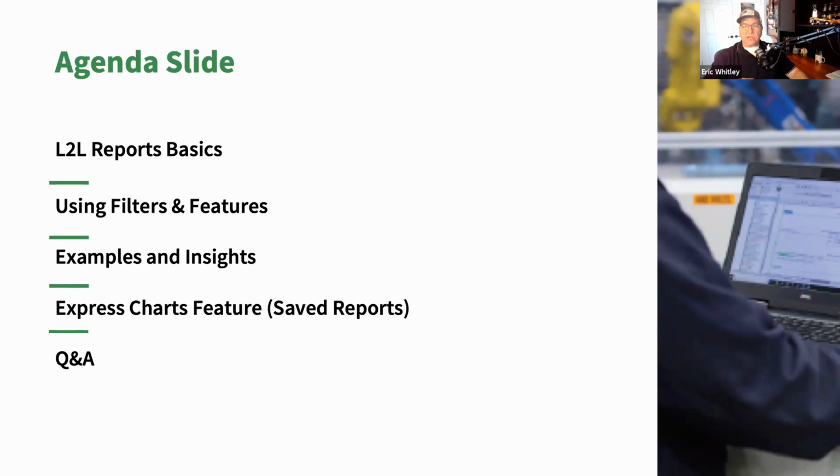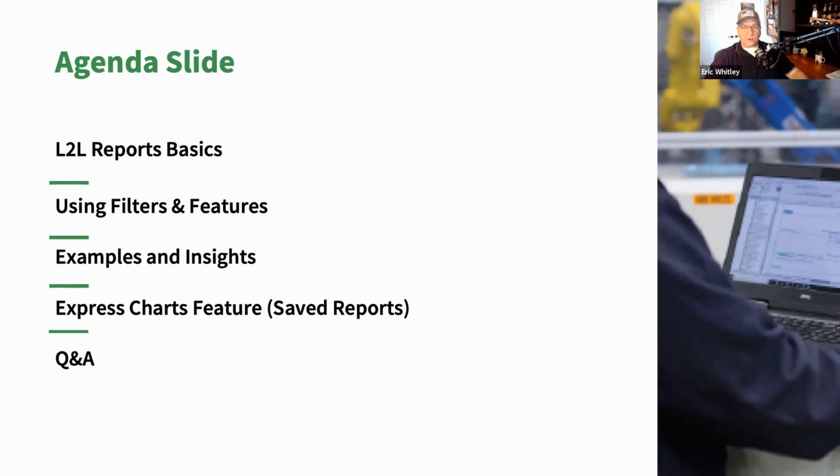Okay, and then I'm going to talk about what we call saved reports, but we're going to change the name of that. We're actually going to call it Express Charts. We're going to change that so that we can begin to tell people about this really cool feature in Leading the Lean that a lot of people use, but I guess they don't realize how nice it is, and the advantage that L2L brings when it comes to saved reports. You're going to see that begin to change in the software itself. It's going to go from saved reports to Express Charts over the next couple of months. And then of course we're going to get into questions and answers.